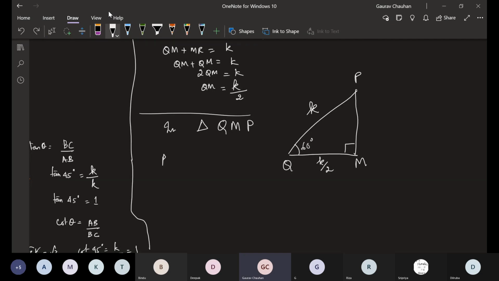PM square plus QM square is equal to QP square. Very good. Continue. PM we are finding, so leave it as it is. PM square plus, what can I write here? K by 2 whole square. Is equal to? K square. Very good. PM square will become what now? Continue. Sir, it will.